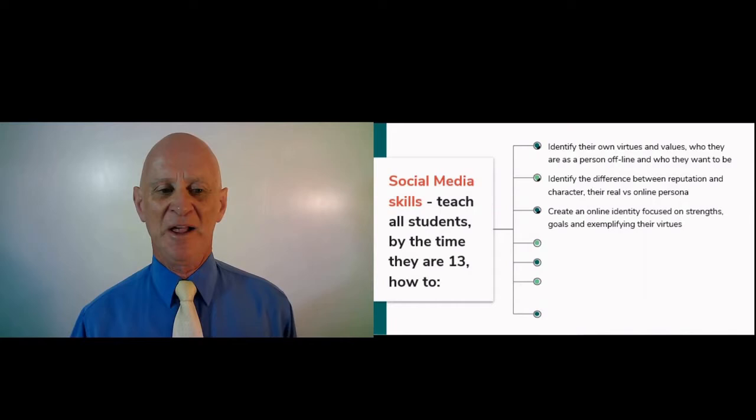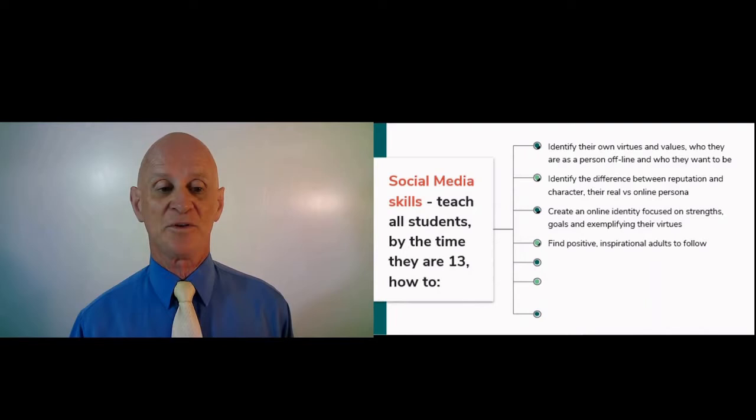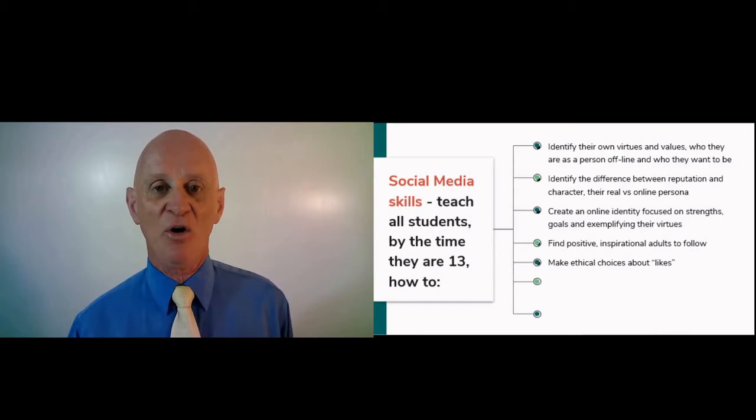But, I mean, that's one of the key lessons for students to learn about setting up their social media identity: to try and focus that identity on their strengths, on their goals, and try and make their own online identity exemplify their real, true values. They need to find positive, inspirational adults to follow, and to be careful and make ethical choices about likes. If they set up all the people that they're connected to inspire them and help them to achieve their goals, then that would be a really useful way to utilize social media.